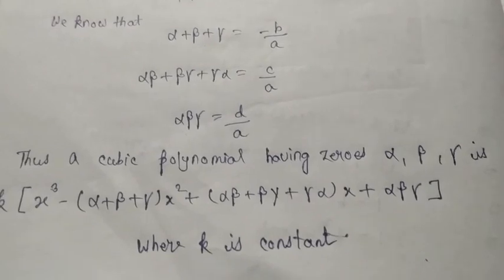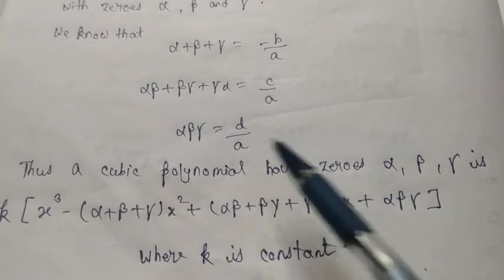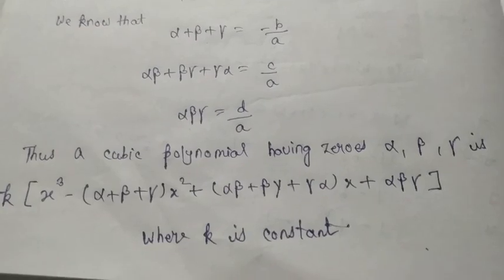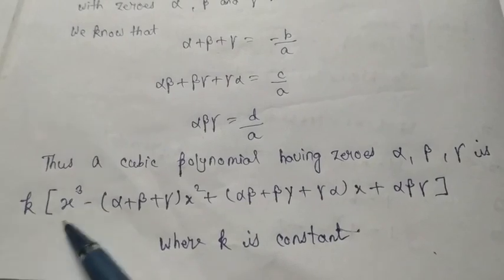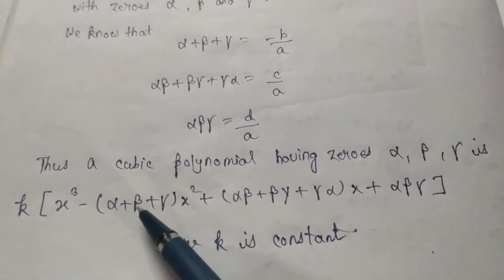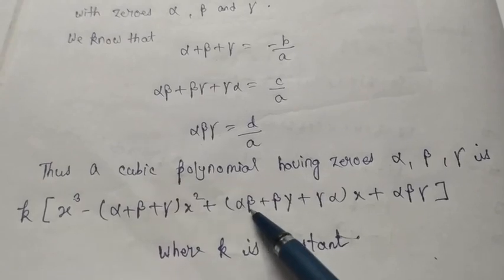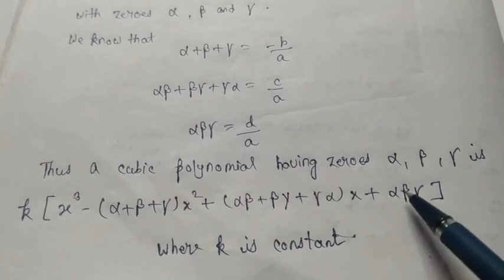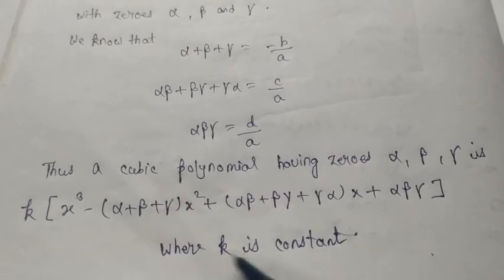So suppose in the question you have to construct a cubic polynomial whose zeros are alpha, beta, gamma. When the 3 zeros are given, the formula to construct a cubic polynomial is k times, in bracket, x cube minus (alpha plus beta plus gamma) x square plus (alpha beta plus beta gamma plus gamma alpha) x minus alpha beta gamma, bracket closed. And here k is a constant.